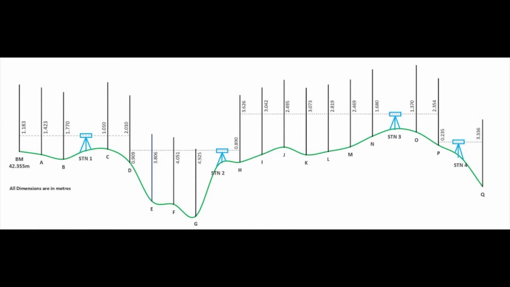42.355 meters. And as we traverse our site, we have had to make a number of change stations, taking the level initially from station 1, moving it to station 2, then from station 2 moving it to station 3, and then from station 3 moving it to station 4, so that we can get the heights for each of our points recorded. We're going to calculate the heights by the rise and fall method. All our recorded values are given in meters.